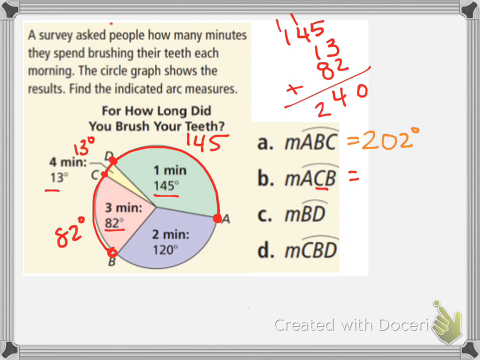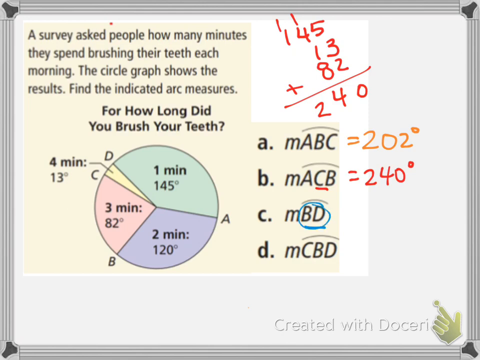So 240 degrees. Next one is BD. So this is going to be a minor arc because again it's 2 letters. So from B you want to go the shortest distance to D. So it'd be this direction. So you're going to add 13 and 82, which makes 95.